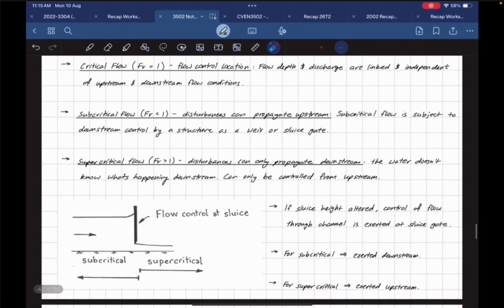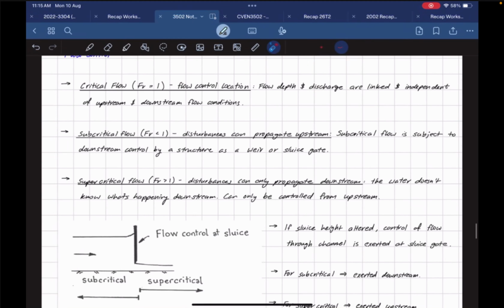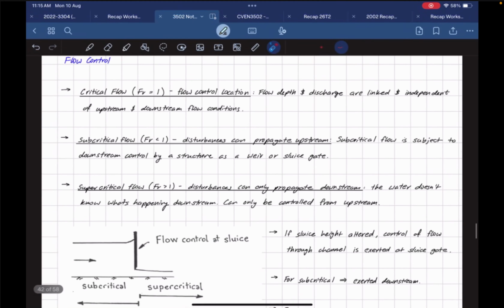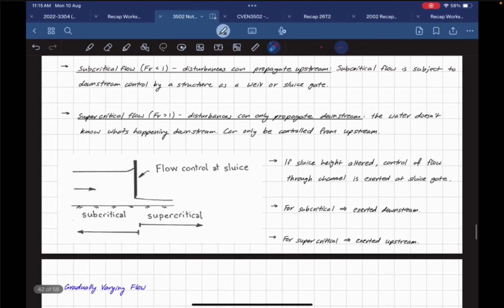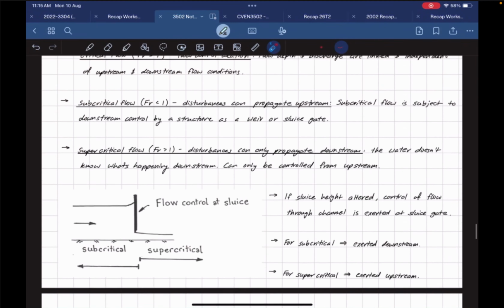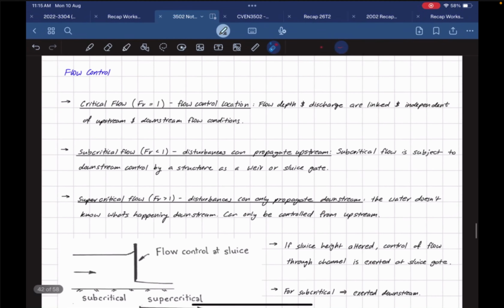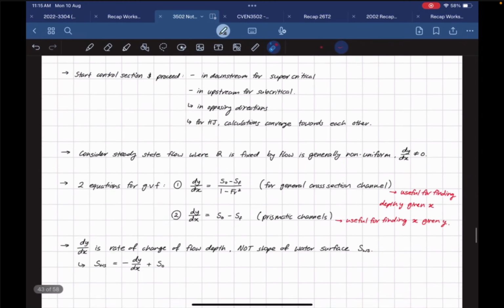Flow control. So flow control essentially just means at a point where your Froude number is equal to 1. Yes, Froude number is equal to 1. I'll explain what that means as well. It's pretty much where it's a critical flow. So at that point, at flow control, the specific energy is going to be equal to EC.